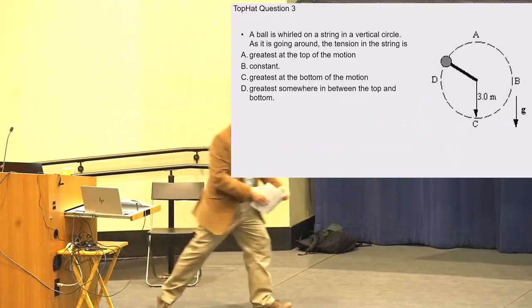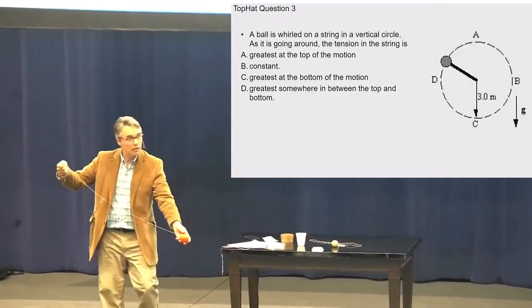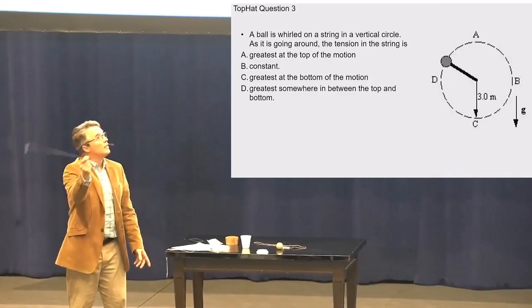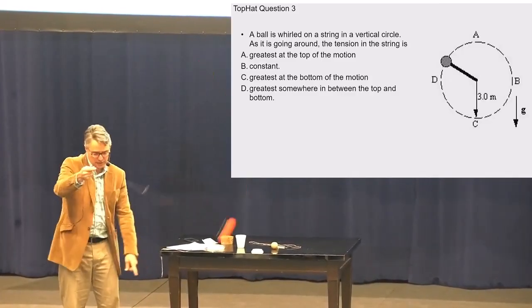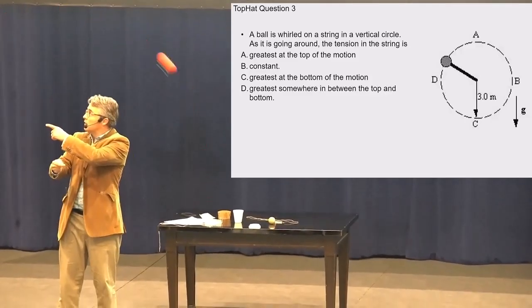A ball is whirled on a string in a vertical circle, so I'm going to do that with this orange ball now. I don't know which way it's going. Let's just say it's going this way. So there's all these different points of motion. There's at the very bottom, point C. There's point B.